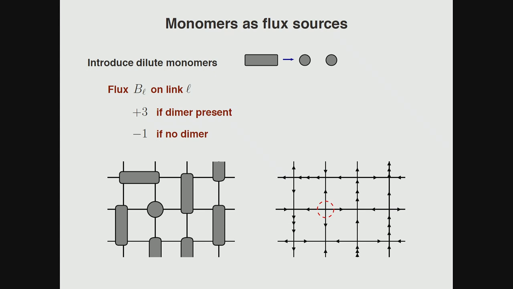So in a situation where we have a monomer here, that means that we have four links around a site with no dimer on, and that means that they all carry flux in the same direction relative to the site. And so we see in the right-hand picture that the monomer acts as a source of flux. And if I place the monomer on the opposite sublattice, then the links would have been directed in the other direction. That's to say, towards the site where the monomer is. In that case, we'd have had a sink of flux.